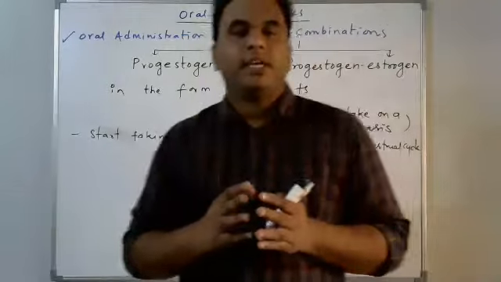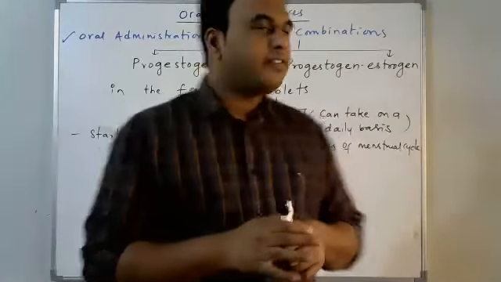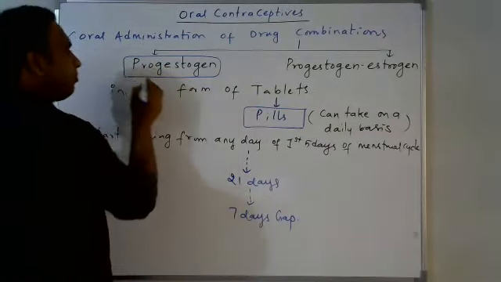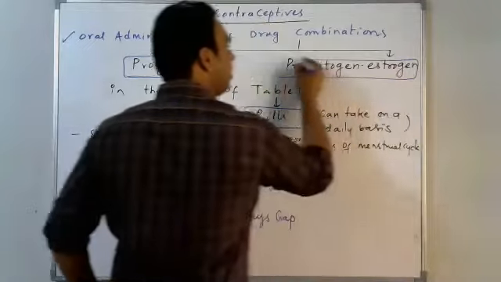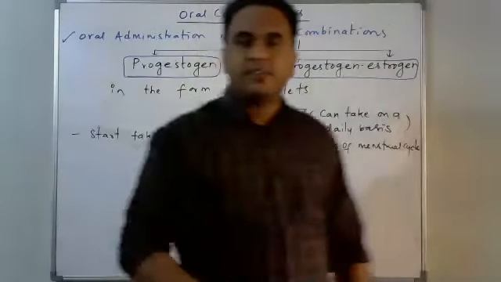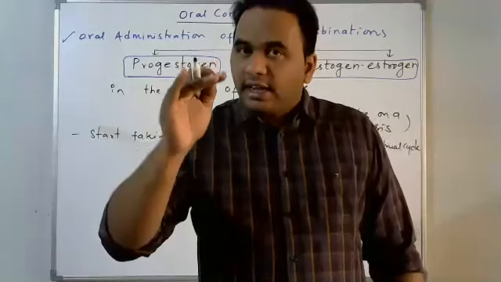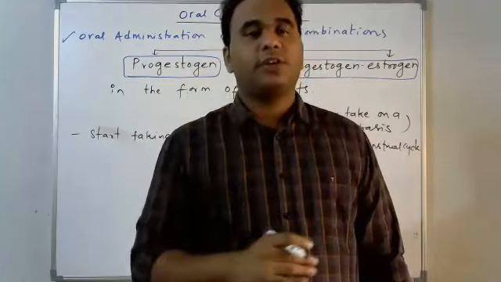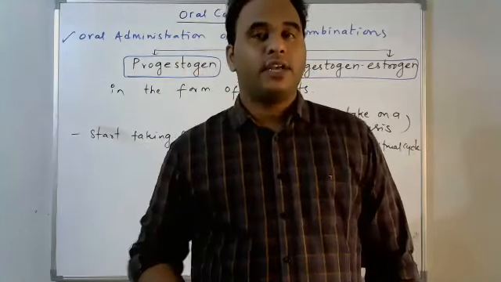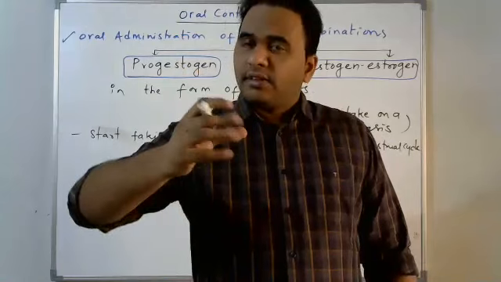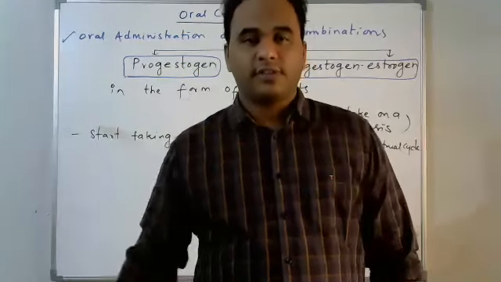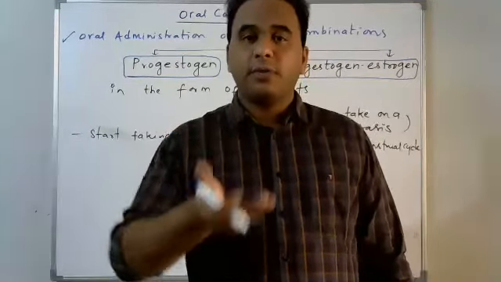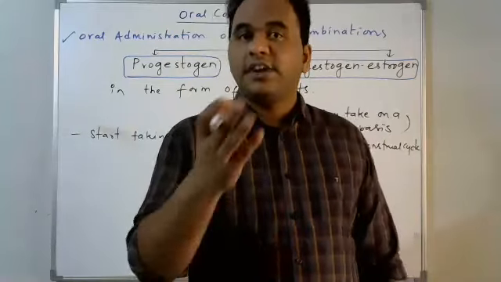And generally, these combinations, first progestogen and second progestogen with estrogen, will inhibit the ovulation process. Inhibiting means slow down or stops. They inhibit the ovulation process and the implantation process, and they act on the cervical mucus. The thickness of the cervical mucus will increase so that it will prevent the entry of sperms.